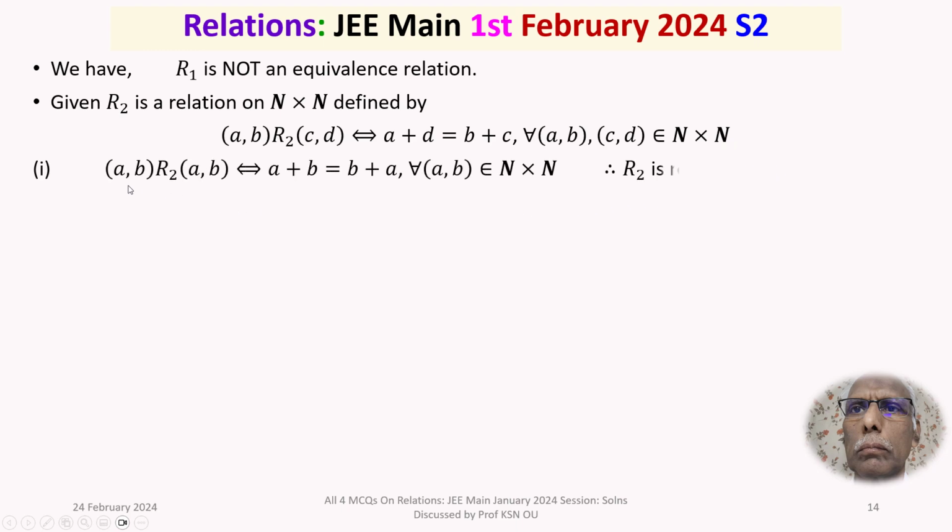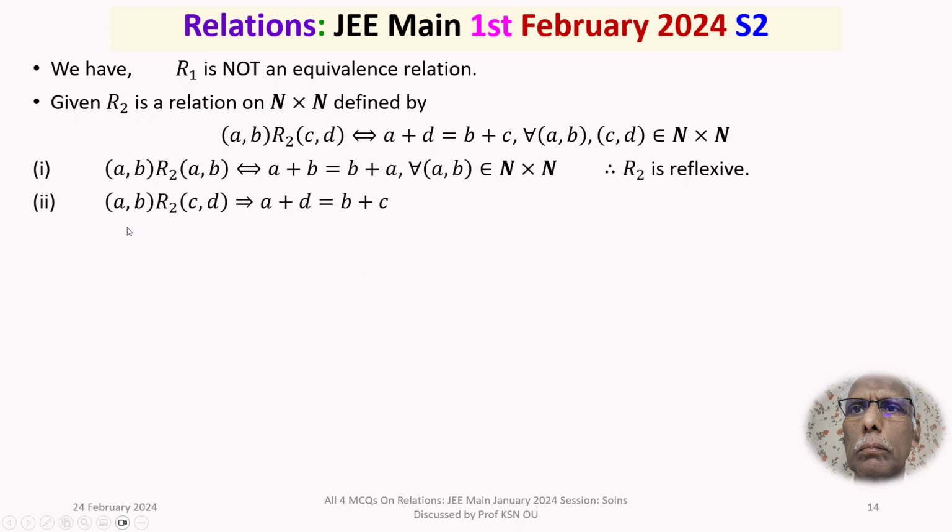Now let us test the reflexive nature. A comma B related to A comma B if and only if A plus B is equal to B plus A. Yes, in the set of natural numbers, commutative law is true. Therefore, A plus B is equal to B plus A for all A comma B. So this relation is satisfied for all A comma B, the ordered pair belonging to N cross N. So that means every ordered pair of N cross N is related to itself. Therefore, R2 is reflexive.